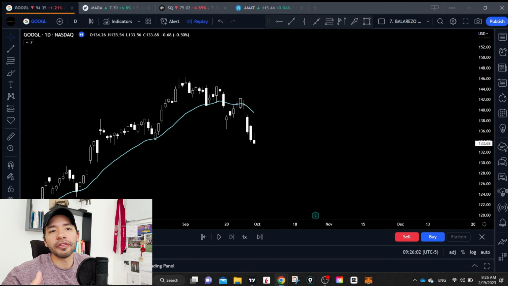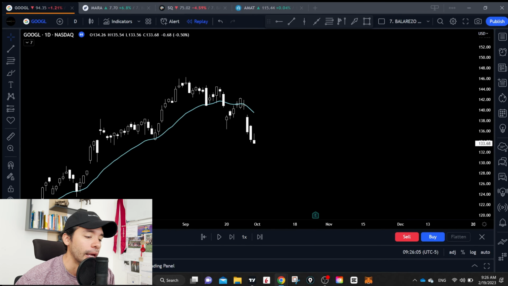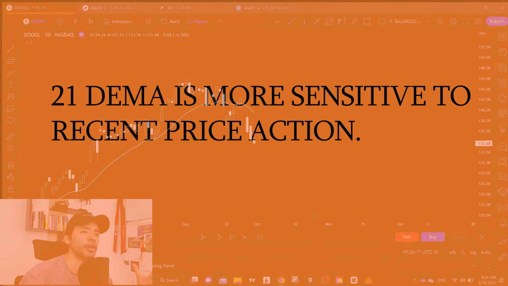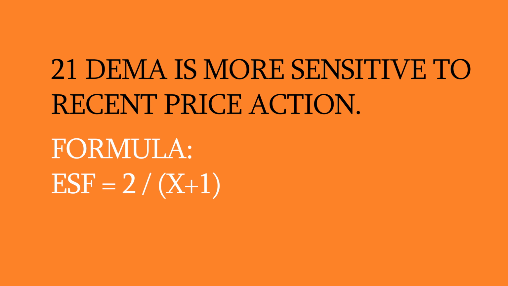So what makes the 21 exponential moving average something that you want to put on your charts? First of all, the 21 exponential moving average, we're talking about exponential, is different from the SMA, which is the simple moving average. The 21 exponential moving average is more sensitive to the price action, given that the weighting it's giving comes from a different formula. Basically, we're talking about the exponential smoothing factor.